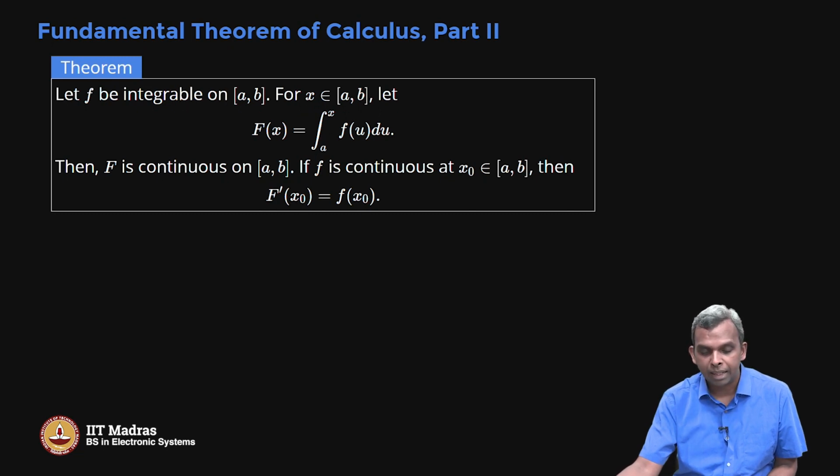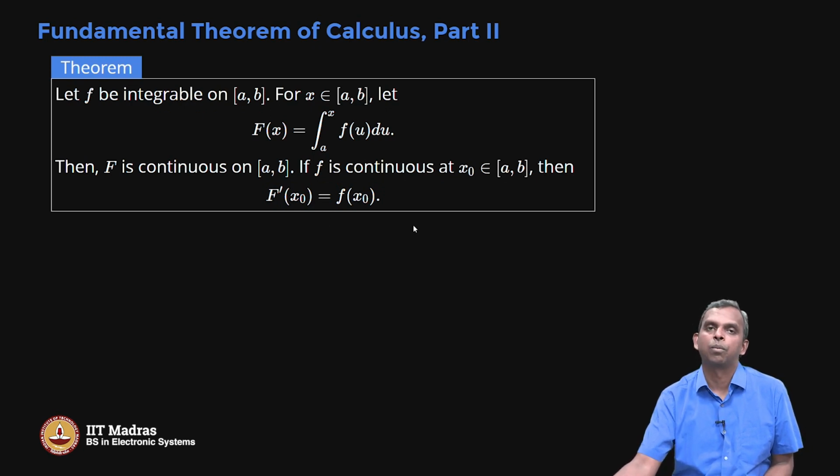Okay. And then if this f, small f, happens to be continuous at one point x naught in the interval, here is the huge property which I think is very significant. The derivative of capital F at x naught is going to be equal to small f at x naught. So, capital F is like an antiderivative of f. And this is not very surprising, right.